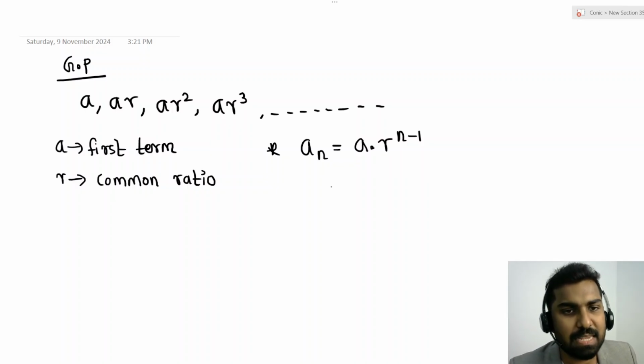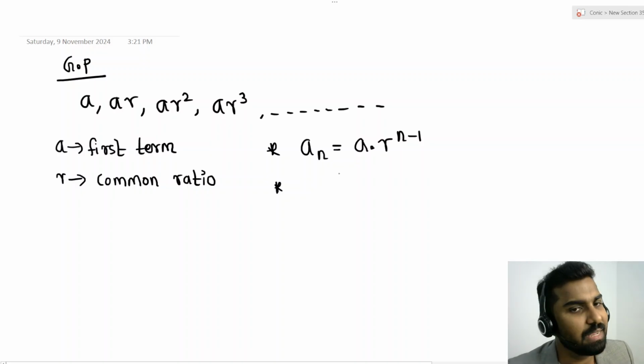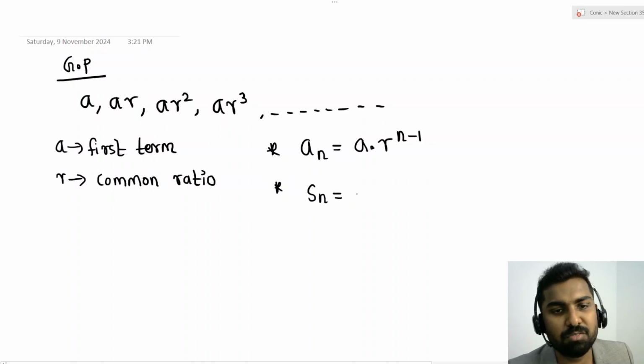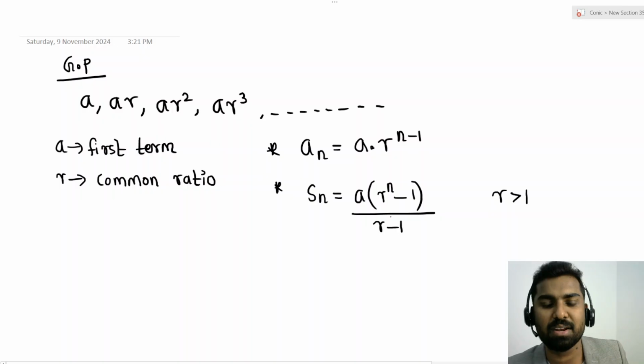The second thing you have to keep in mind is how to find the sum of a GP. The derivation, all these things I am not explaining within this particular span of 15 to 20 minutes. So just try to understand the formula. We have two formulas for Sn. One formula is a into r to the power n minus 1 divided by r minus 1. We use this formula when the r value is greater than 1, because r to the power n minus 1 is coming.